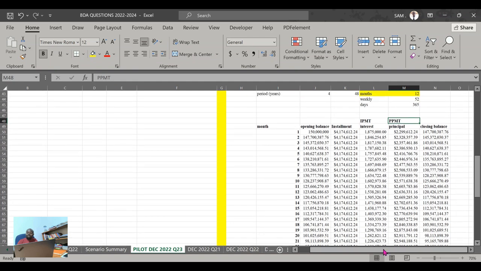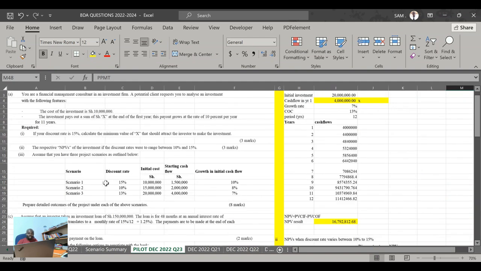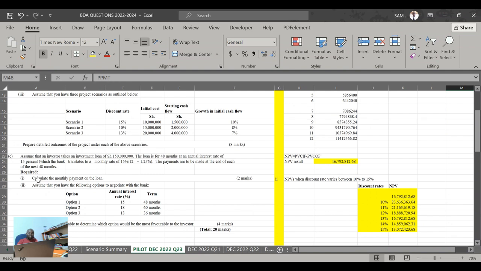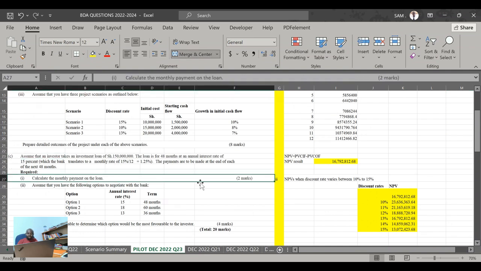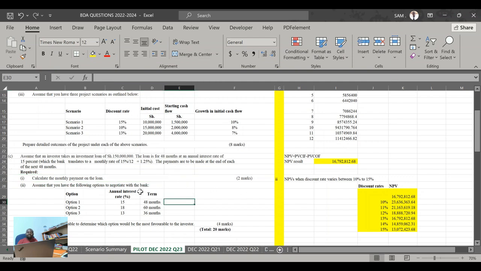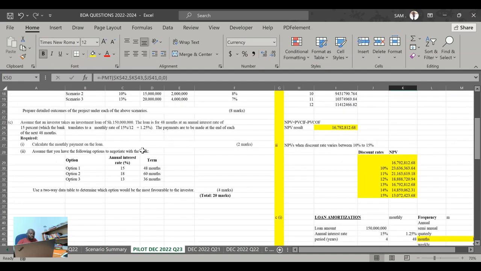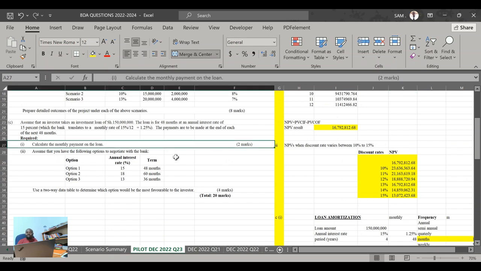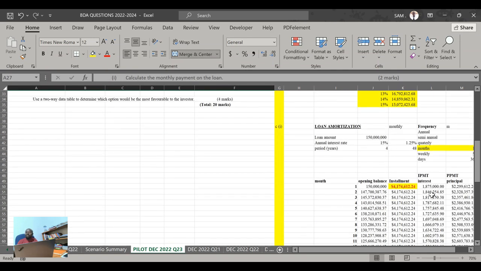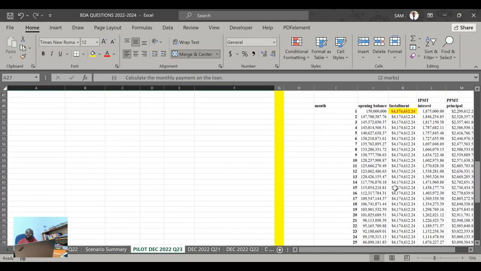So to this end, this is what the examiner wanted us to do for part 1. Part C, Roman number 1, calculate the monthly payment of the loan. Then we've also gone ahead to do the amortization. So monthly payment was just this amount. You see this amount of PMT, the installment. This is the amount that the examiner wanted us to get. That is the answer to part C, Roman number 1. But we've gone ahead and amortized the whole loan because that knowledge is also very important.